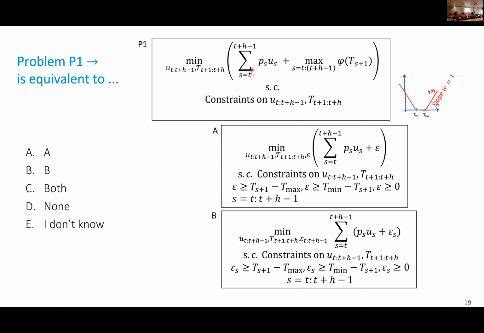So what are we doing here? When we minimize the total cost, what is the total cost? It is the cost of energy plus the max of the penalty. So the cost that we consider over the horizon is the integral of the energy and the worst case penalty, which is one way to do it, not necessarily the way we want, but that's one way to do it.